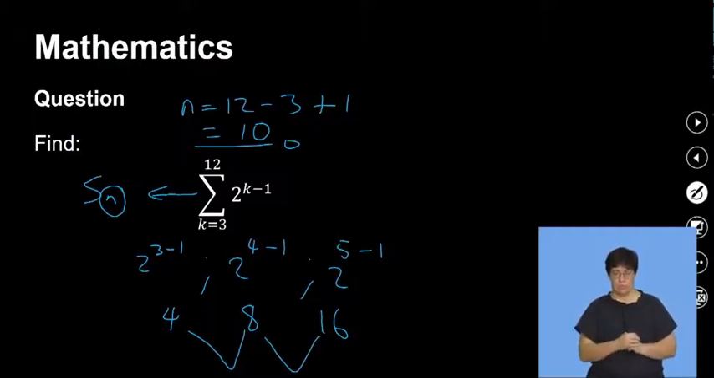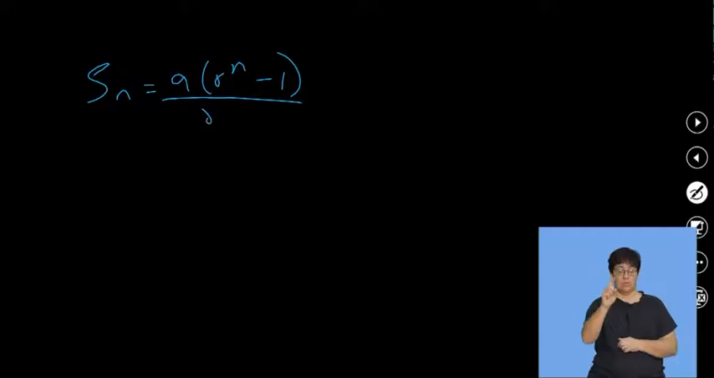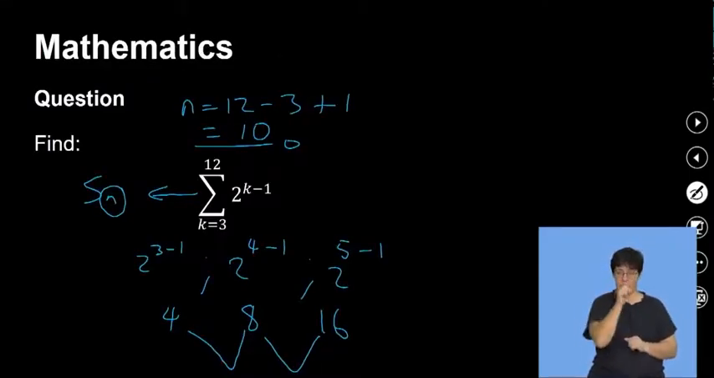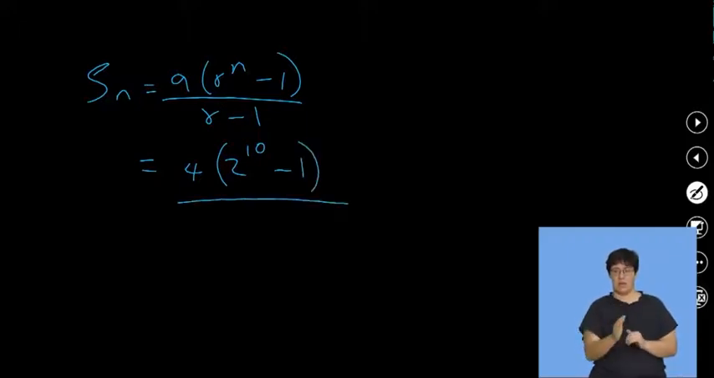So I go straight to my formula. Remember, the formula is Sn is equal to a(r to the exponent of n minus 1) over r minus 1. Then let's go back and make sure that we know what our terms are. The n is 10, the a value is 4, and the r value is 2. So this is 4, open the bracket, that is 2 to the exponent of 10 minus 1, close the bracket, all over my r value, which is 2 minus 1.